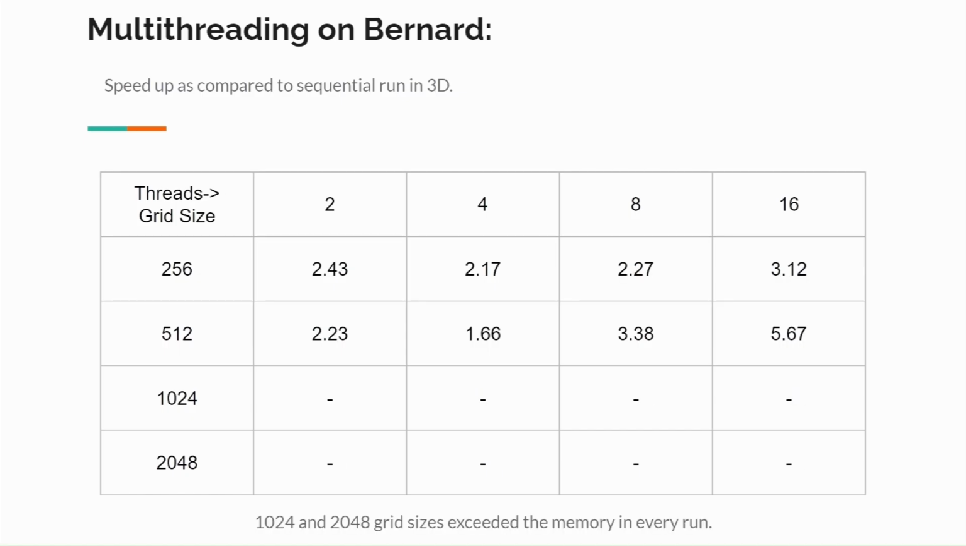Now, a similar trend is seen in 3 dimensions. We can see speedups of 2 times, 3 times, and the best speedup we have is at 512 with 16 threads. Unfortunately, we were not able to calculate for higher grid sizes because the memory was exceeded for these grids, because of the memory capacity available to us.